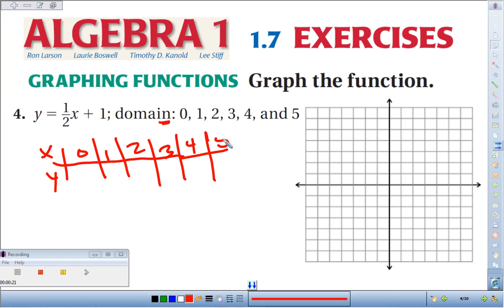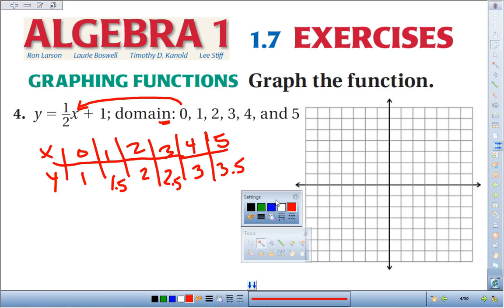If we plug those in to this equation, for example, if I plug in 0 for x, half of 0 is 0, plus 1 will be 1. Half of 1 is a half, plus 1 will be 1.5. Half of 2, half times 2 is 1, plus this additional 1 makes 2. Half of 3 is 1.5, plus 1 makes 2.5. You can kind of see our pattern. It's going up by a half each time. This is going to be 3, and this is going to be 3.5.